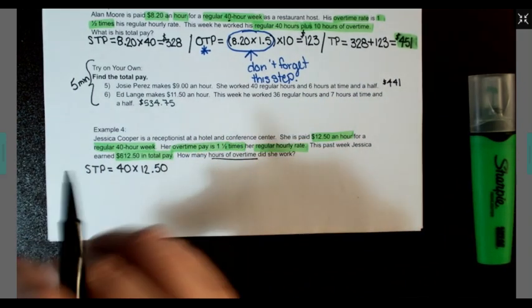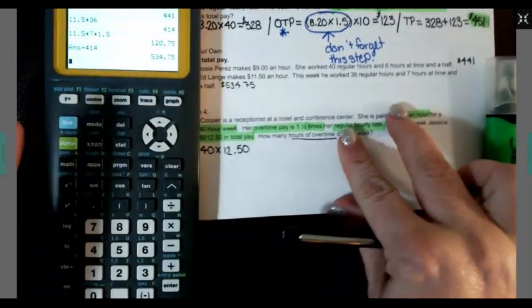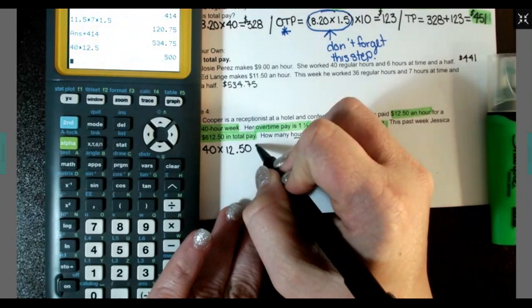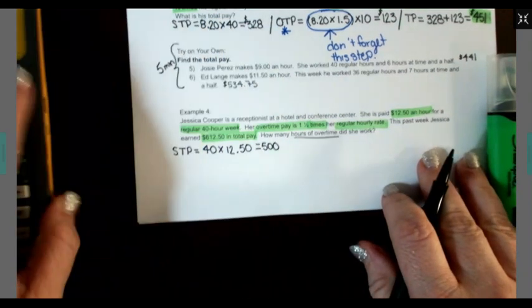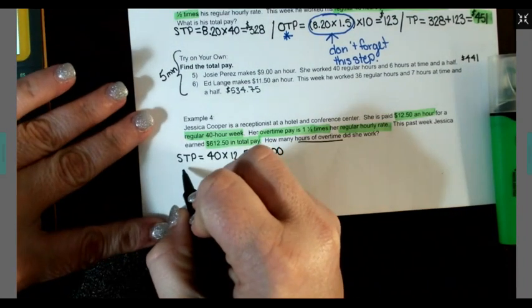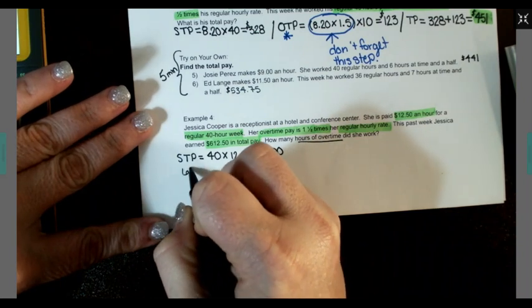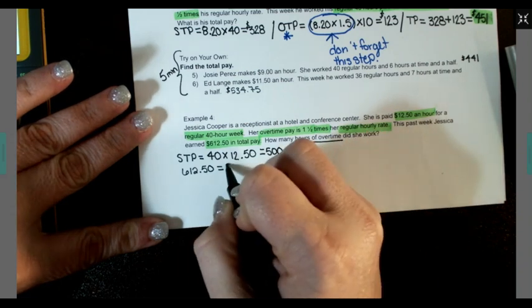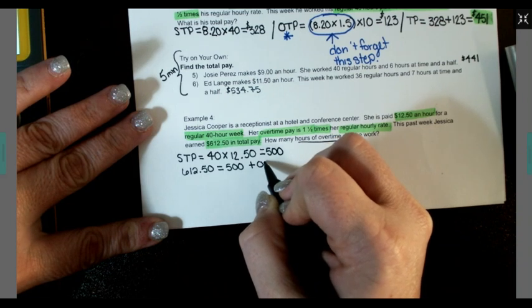So let's see how much she earns in a regular work week. Let's do this. 40 times $12.50. She earns $500 just for working her regular hours. Well, I know my total pay. Total pay was $612.50. I know my straight time pay is $500. Let's see if we can find out how much overtime is.